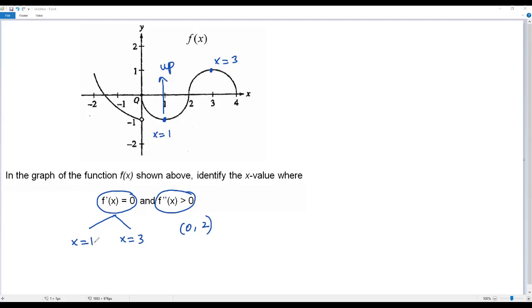Now we have to consider these two values of x. Which value do we have in the interval 0 to 2? Only x equals 1 comes in this interval. So the value of x which satisfies both conditions, f prime of x equals 0 and f double prime of x greater than 0, is x equals 1. So x equals 1 is where f prime of x is 0 and f double prime of x is greater than 0.